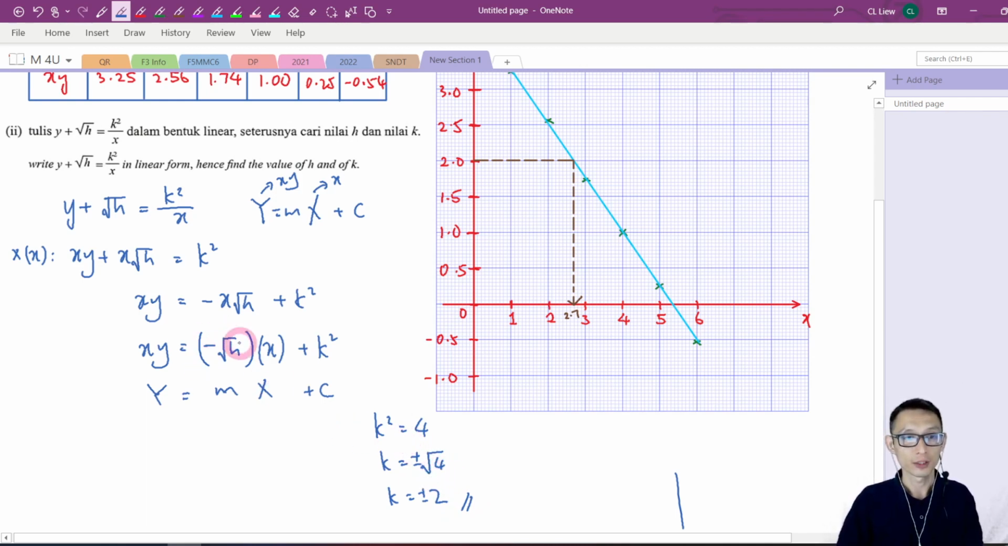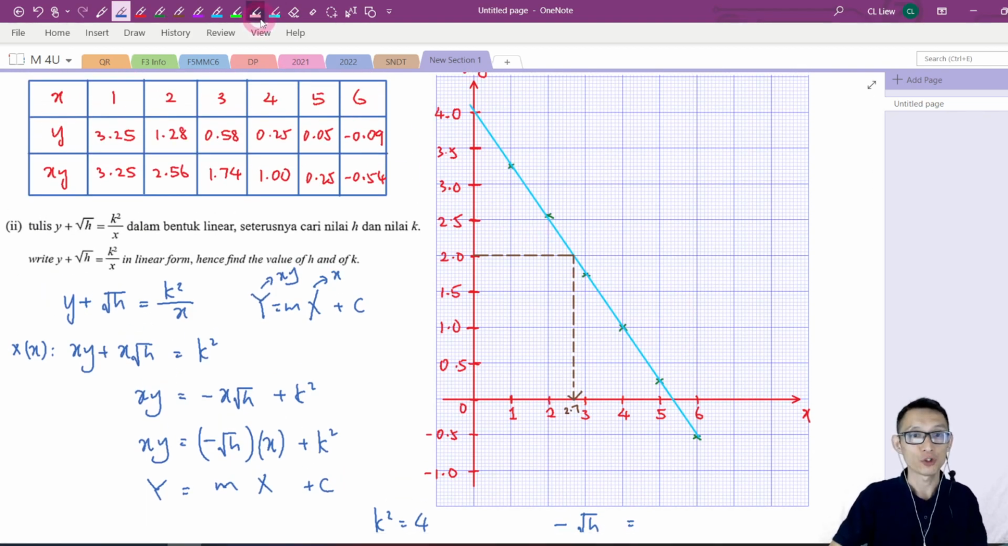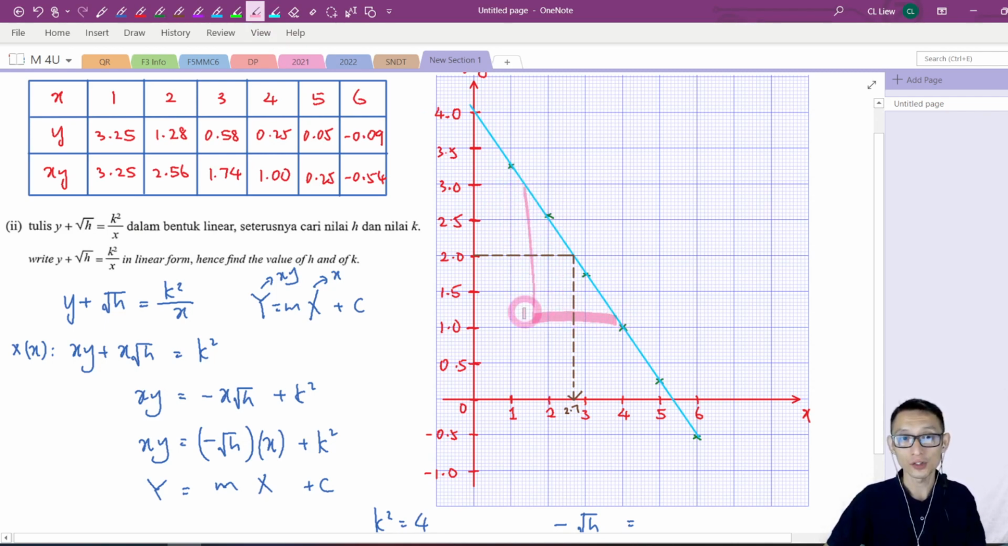So now, by comparison, you know that negative square root of h is equal to the gradient. How do I get the gradient? It's up to you. Some students like to draw a triangle like this and then calculate the vertical distance and horizontal distance. But if you are using this method, you need to be more careful. You need to add a negative. Let's say, for example, this is A, this is B. So the gradient is not A over B, but negative A over B.